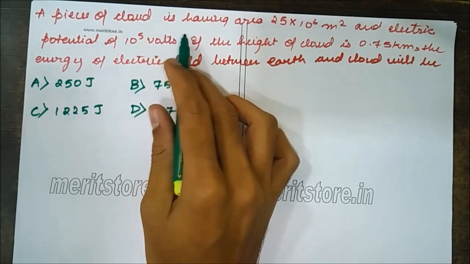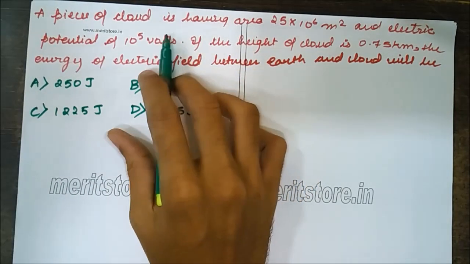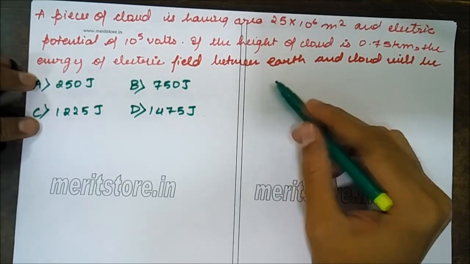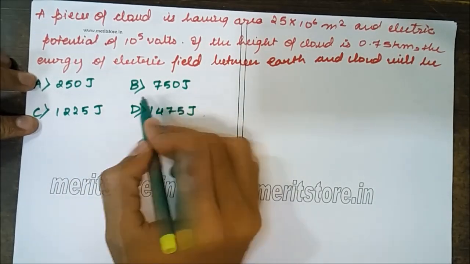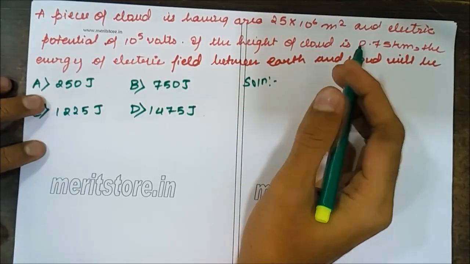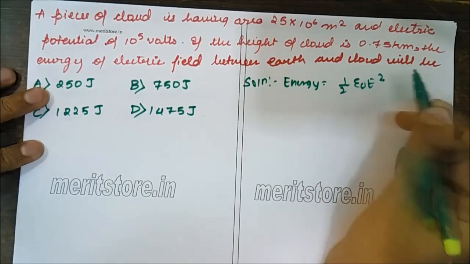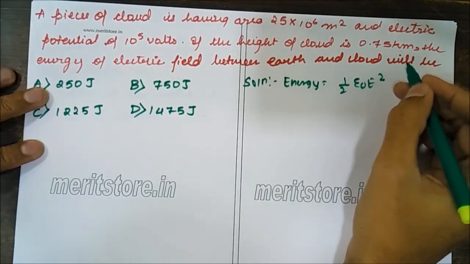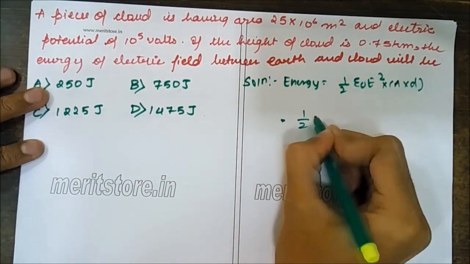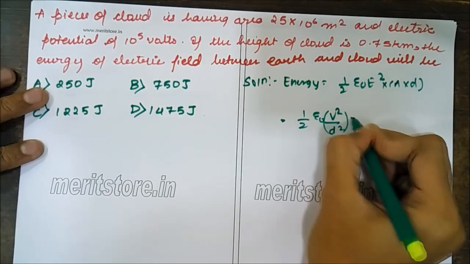Next, a piece of cloud has an area of 25 × 10^6 meter square and an electric potential of 10^5 volts. If the height of the cloud is 0.75 kilometers, the energy of the electric field between Earth and the cloud will be 250 joules, 750 joules, 1225 joules, or 1475 joules. For the energy density we have the equation half ε₀E², multiplied by the area and d. That equals half ε₀ V² upon d² into Ad.